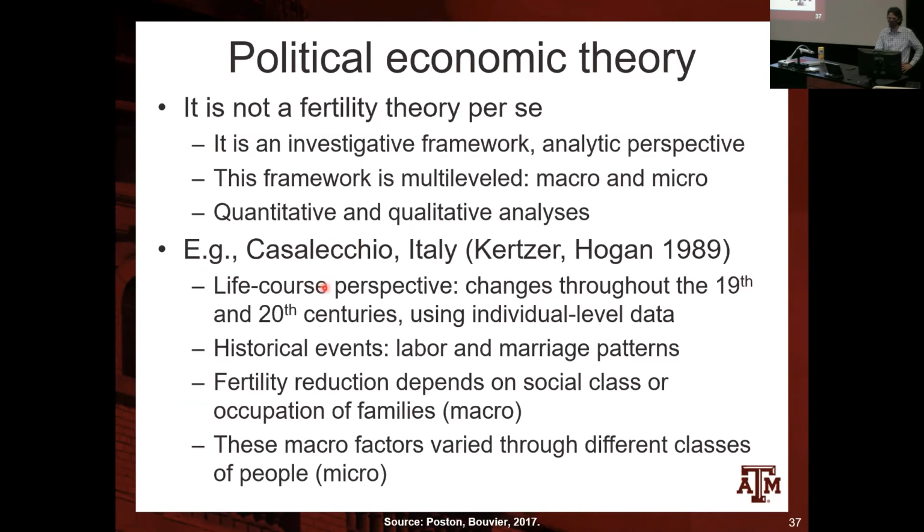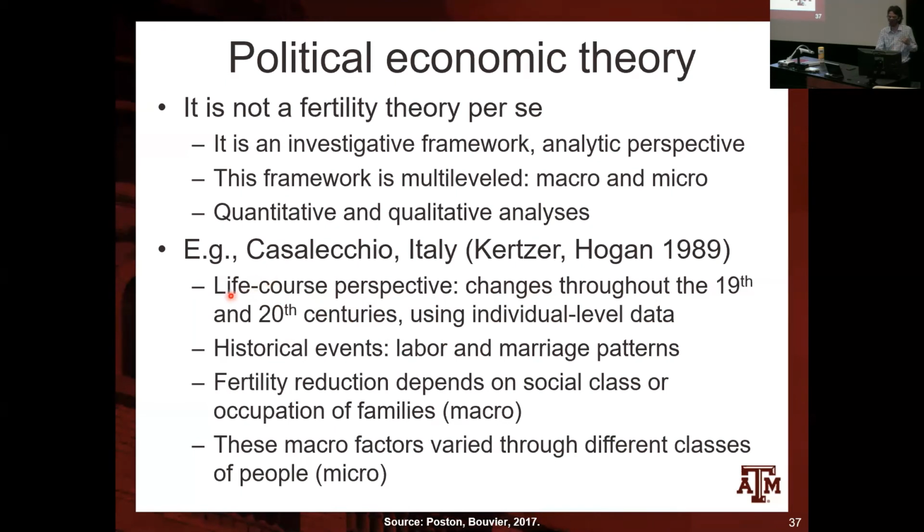And then they give the example of this study that was done in this community, Casalecchio in Italy, in which these authors had access to really refined kind of data source. And they were able to implement this approach, this analysis, using a life course perspective. And looking at the individual level data that was available for them, they could see or investigate changes throughout the 19th and 20th century to investigate how the same individuals change over time and how their families kept changing over time.